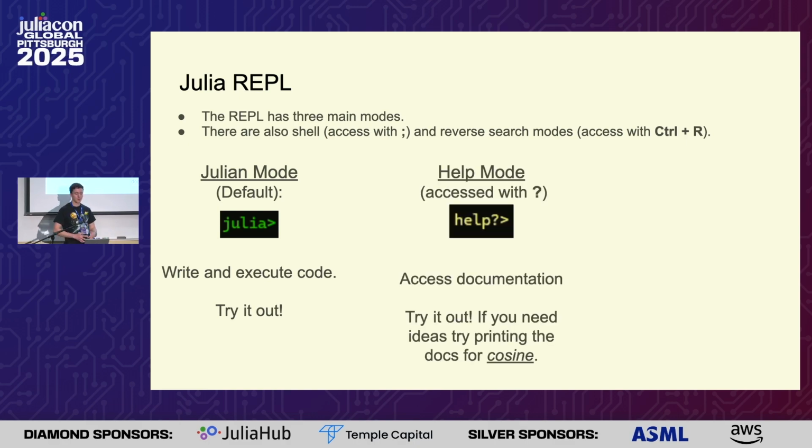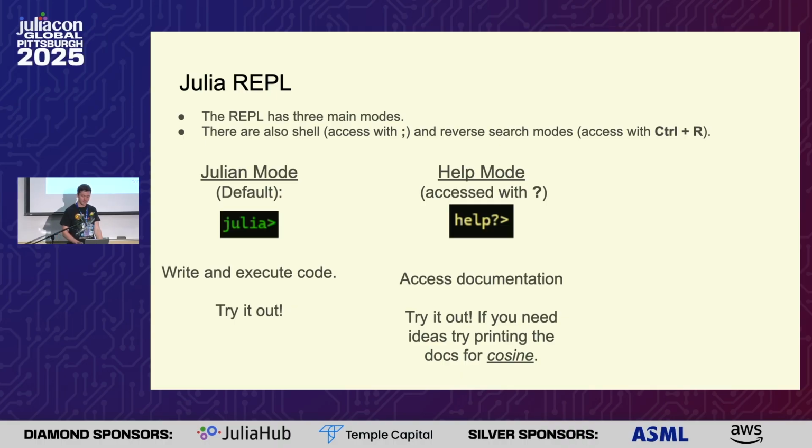But there is also a mode accessed with the question mark, which lets you access the documentation for any variable or class or function that is currently present in your environment. So you can type question mark and then like cosine, and it'll print out the documentation for cosine. It'll tell you how to use that function. So it's really helpful. I use this more often than just going to the internet and trying to find the documentation.